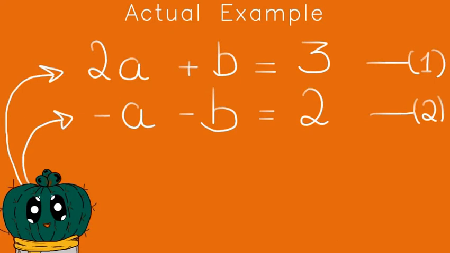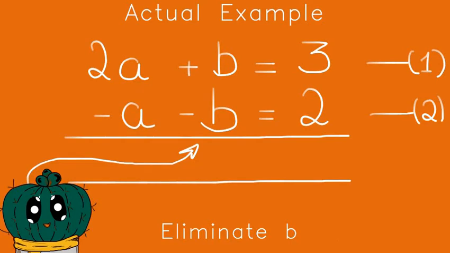So let's say we have the following system of equations: 2a added to b is equal to 3, negative a negative b is equal to 2. So again, what we want to do is, in this case, because it is evident that you can cancel out the b's, let's actually just try to eliminate the b's. Okay, so let's actually do that.